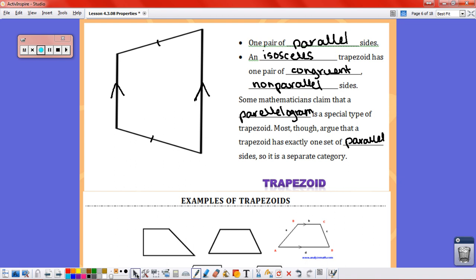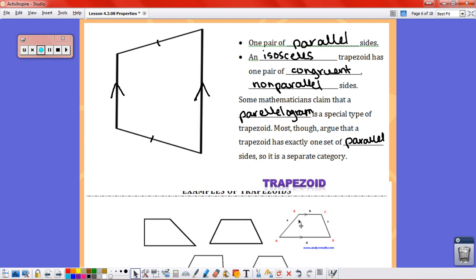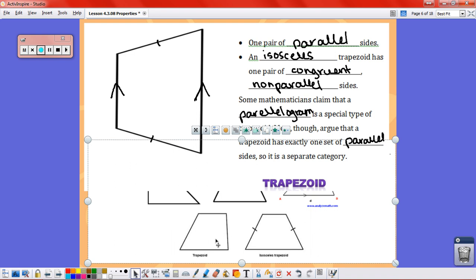So here are some examples of trapezoids. There are two parallel sides, parallel, parallel. This one is isosceles, this one is not. Normal trapezoid, isosceles trapezoid, you can see the difference between when they have congruent sides and non-congruent sides.